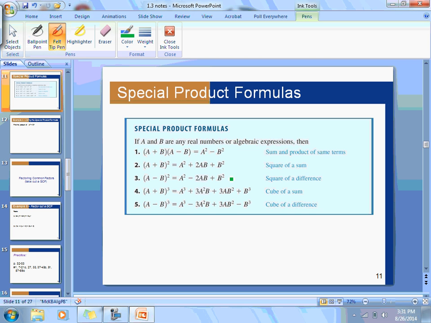And then 4 and 5, these might be a little less familiar to you. This is the cube of a sum, and then the cube of a difference. So you have a sum that you are cubing and then a difference that you are cubing. I guess that's the most straightforward way to describe that.